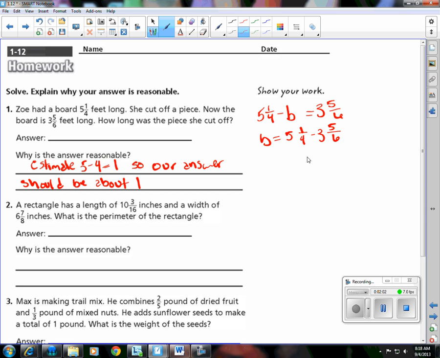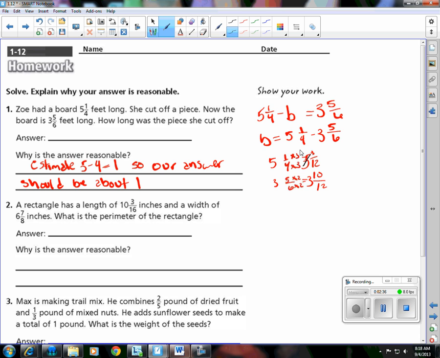Okay, so now we're actually going to find that common denominator. The common denominator is 12. 5 1/4. To get 12ths, multiply by 3, multiply by 3. I get 3/12ths, so 5 3/12ths. 5 at the front. 3 5/6. To get to 12ths, multiply by 2, whatever I do to the denominator, I've got to do to the numerator. So I get 10/12ths. I cannot subtract 10/12ths from 3/12ths, so I'm going to have to do some borrowing.